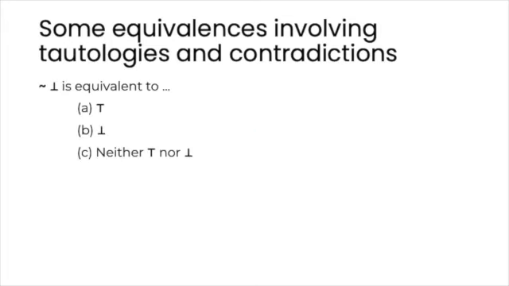Okay, let's go to the second one. The negation of a contradiction is equivalent to A, a tautology, B, a contradiction, C, neither of the above. And the answer is A, a tautology. The justification for this is completely parallel to the one for the previous equivalence, so I'll leave it in your capable hands.